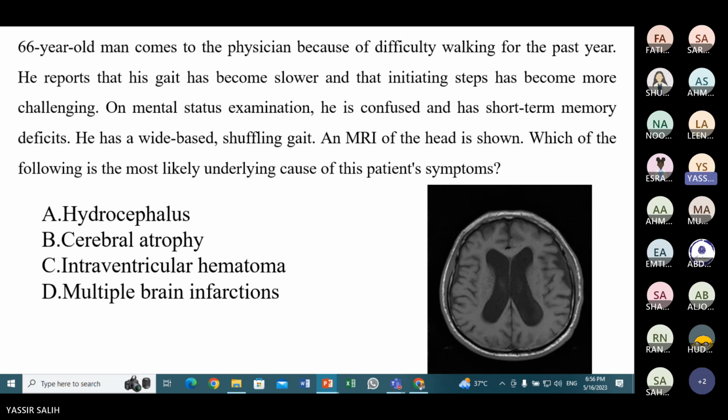Maybe A or B? What is the difference between A and B concerning the clinical presentation and the imaging finding? There is enlargement in the lateral ventricle. In which one? B or A? One is hydrocephalus, one is cerebral atrophy. Is there any enlargement of the ventricle?